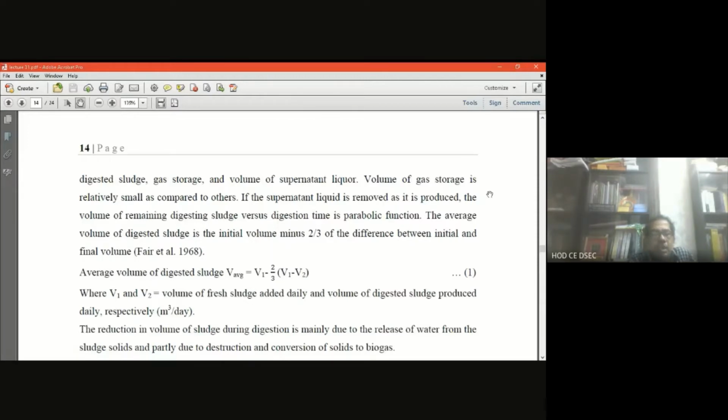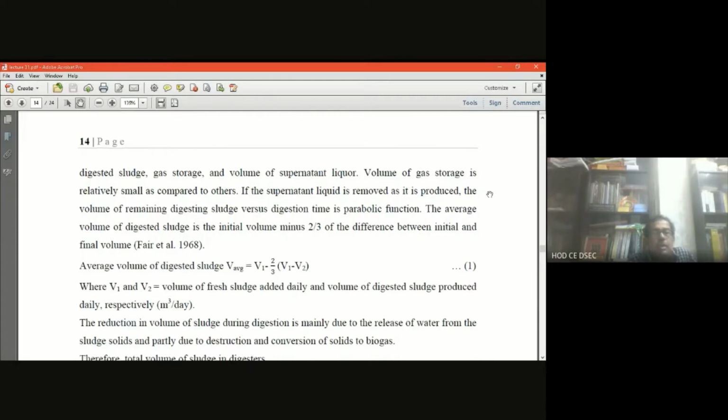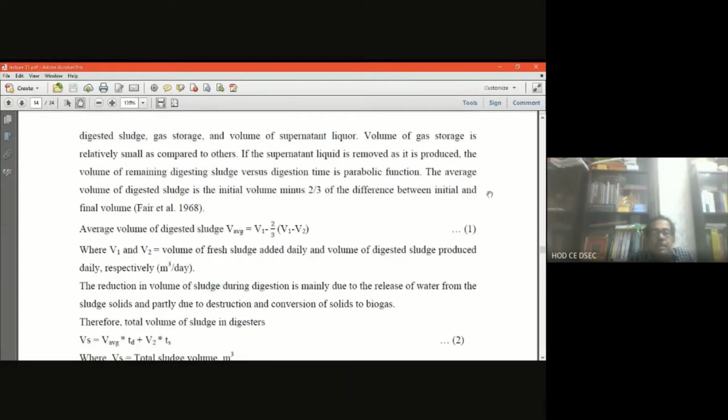Now what is V1 and what is V2? V1 is the volume of fresh sludge added daily, that is, the sludge we are feeding into the digester, and V2 is the volume of digested sludge produced daily, in meter cube per day.